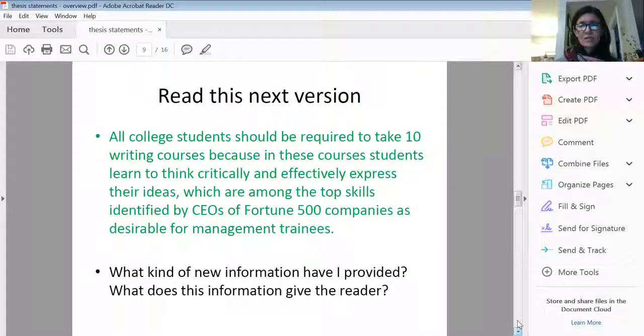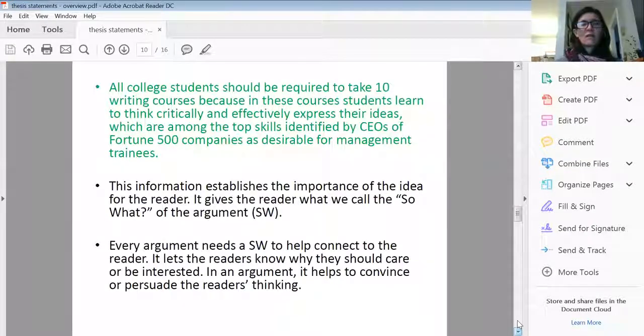All college students should be required to take 10 writing courses, point of view. Because, reasoning. In these courses, students learn to think critically and effectively express their ideas, which are among the top skills identified by CEOs of Fortune 500 companies as desirable for management trainees. I have added new information. What does this information give the reader? This information establishes the importance of the idea for the reader.